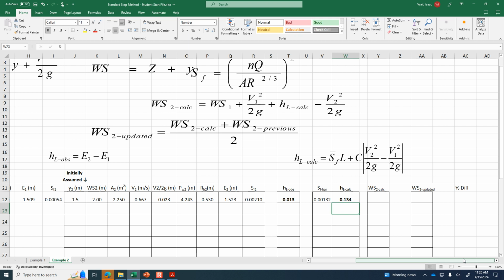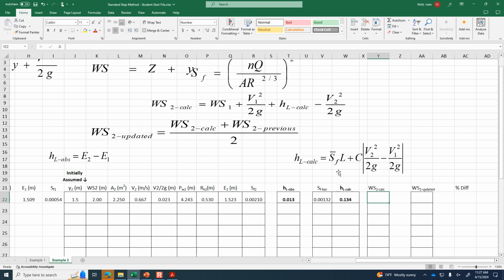So the calculated head loss, 0.134. So the first thing we want to ask is, do the observed and the calculated head loss, are they equal? And they're not, so that means our guess isn't quite right. We're going to have to go through this process and calculate a new guess depth for Y2.